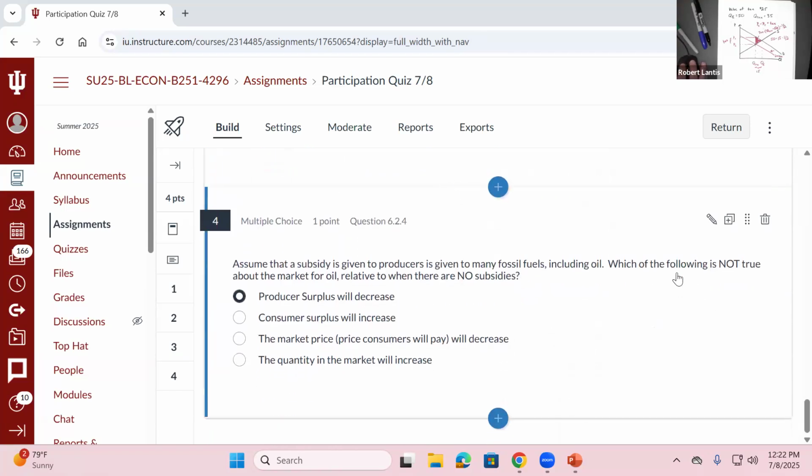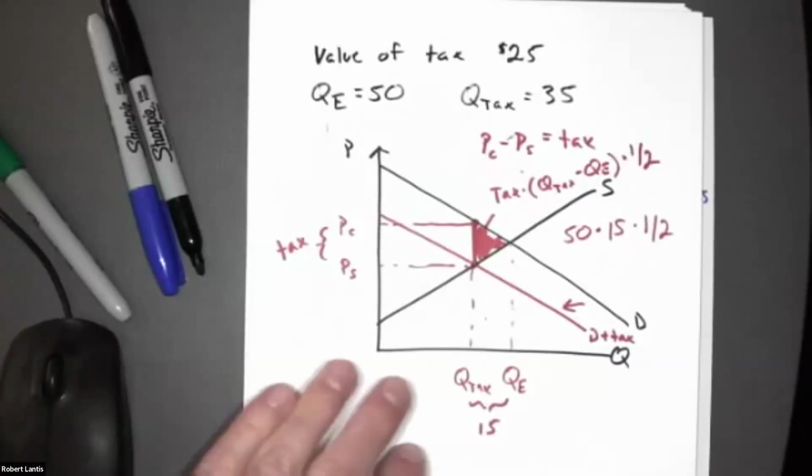Okay. And then the last one, so if you have a subsidy given to producers, which of the following is not true about the market for oil relative to when there are no subsidies? So we're thinking about what's happening to the price that the consumer pays, what's happening to the quantity, what's happening to consumer and producer surplus. With subsidies, just to give you another depiction, the depiction in the slides was giving these subsidies to producers.